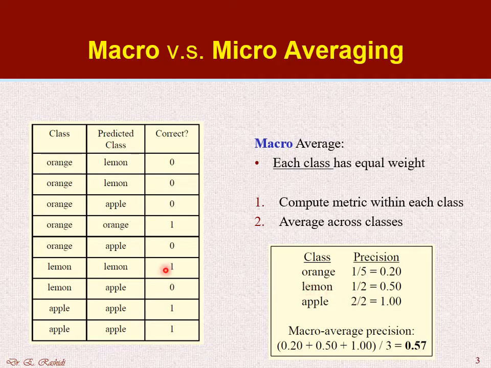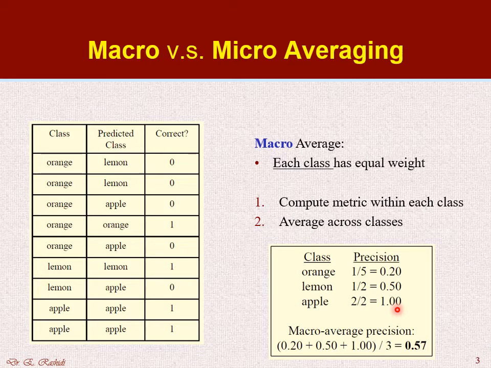For the lemon class, we have 2 instances, and for one of the instances we have made the correct prediction, so the precision is 1/2 or 50%. For the apple class, we have 2 instances, and for both of them we have made the correct prediction, so that means our precision is 2/2, which is 100%.